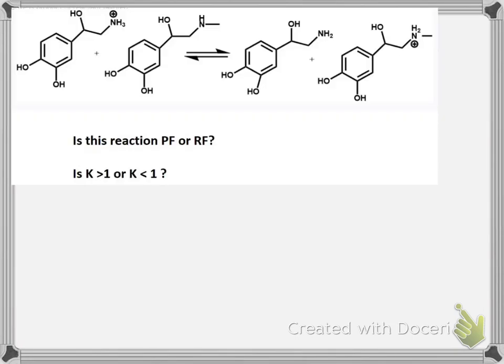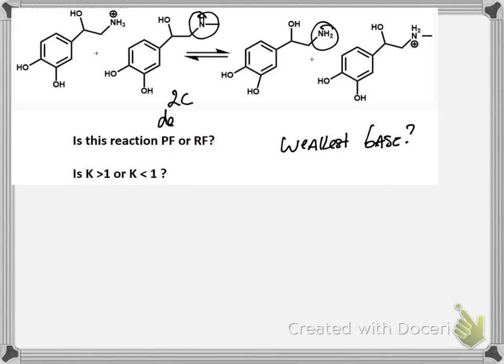All right, what about this reaction? Is this reaction product favored or reactant favored? Well, we just have to ask ourselves on which side of the reaction is the weakest base. So we identify the bases as the neutral nitrogens. They're not the positively charged substances, which are acids. So we just look at the two base centers.